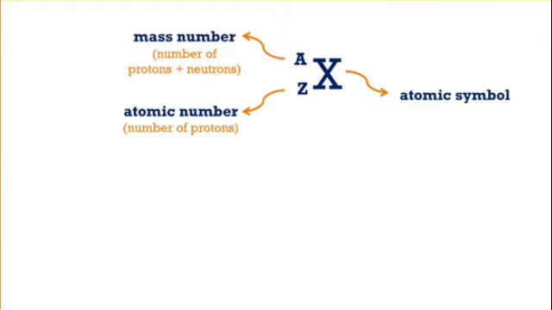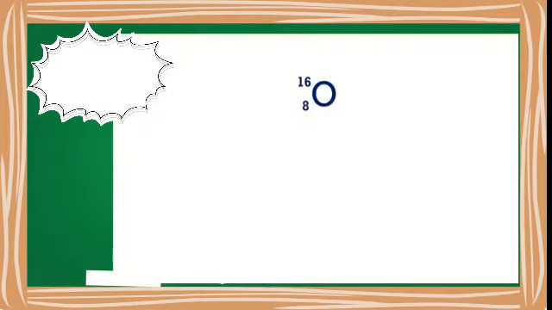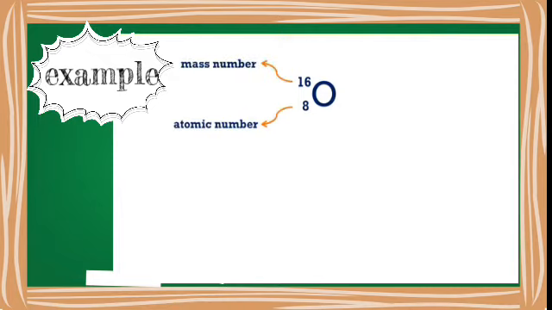Let's have an example. Let's find the protons, neutrons, and electrons of the element oxygen. As you can see, oxygen has a mass number of 16, and it has an atomic number of 8. In our formula, the number of protons is equal to the atomic number. Since the atomic number is 8, it means the number of protons is also 8.